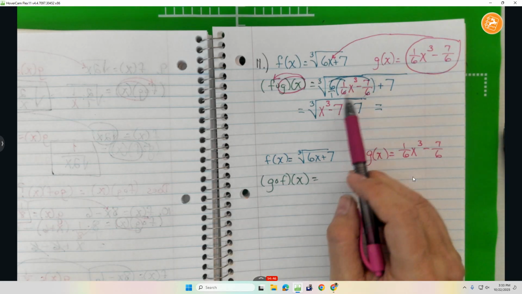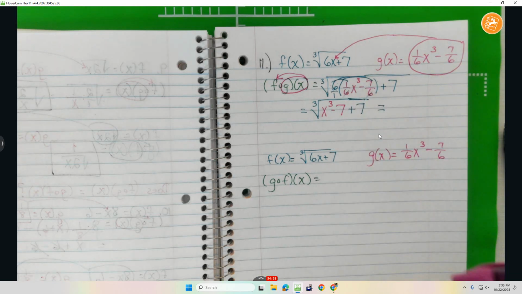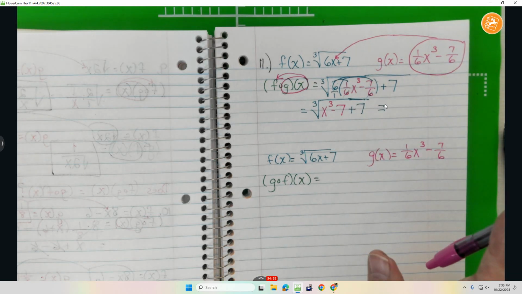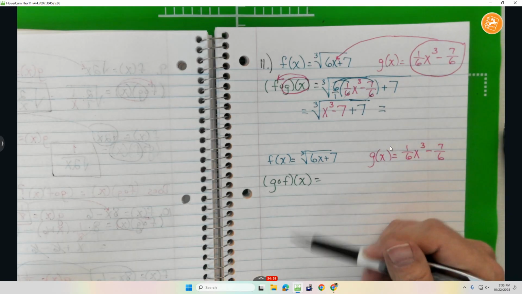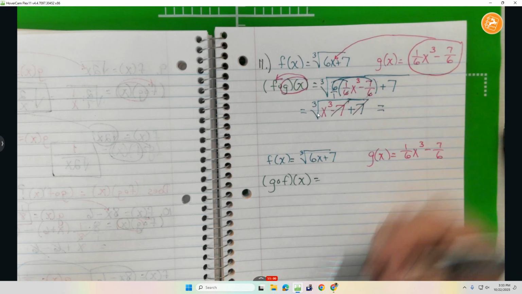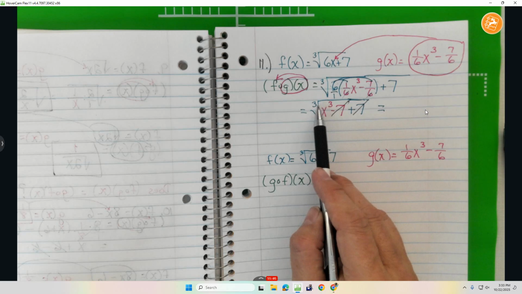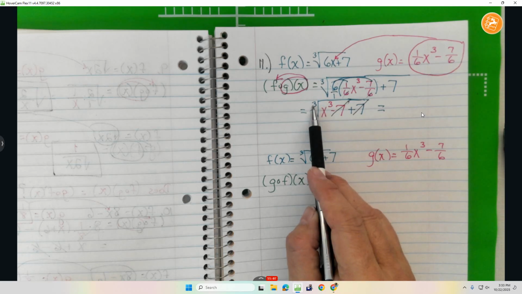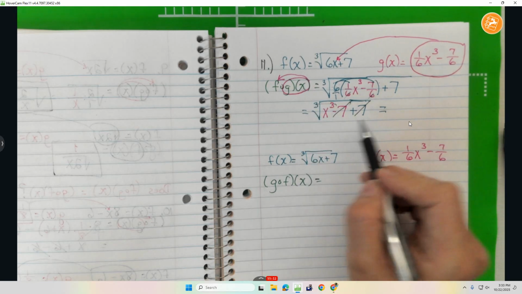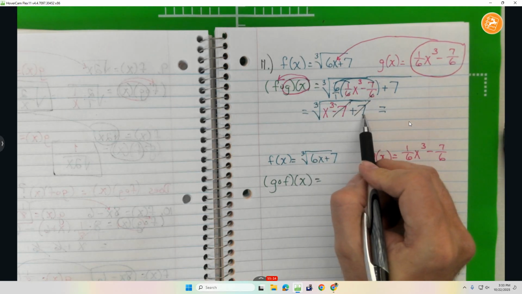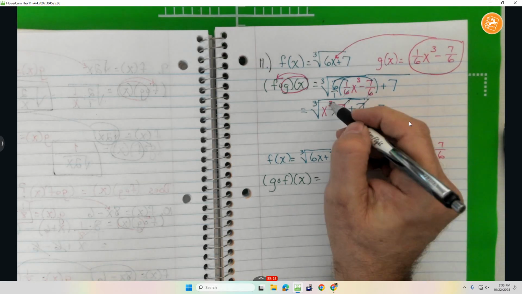Are y'all following what I did here? Any questions on this? It looks a mess, I know. What's about to subtract out or disappear under that radical? The 7's. All we have left now is the cube root of x cubed. What's the cube root of x cubed? Just x. The cube and cube root cancel out. The -7 and +7 canceled out also, leaving just x.